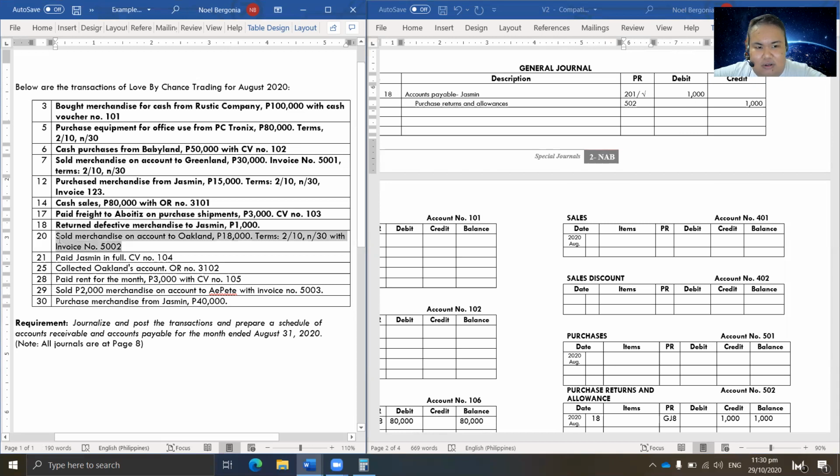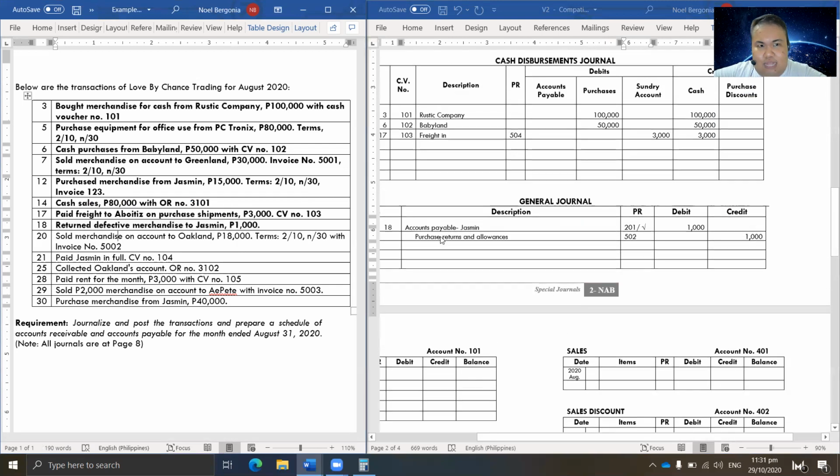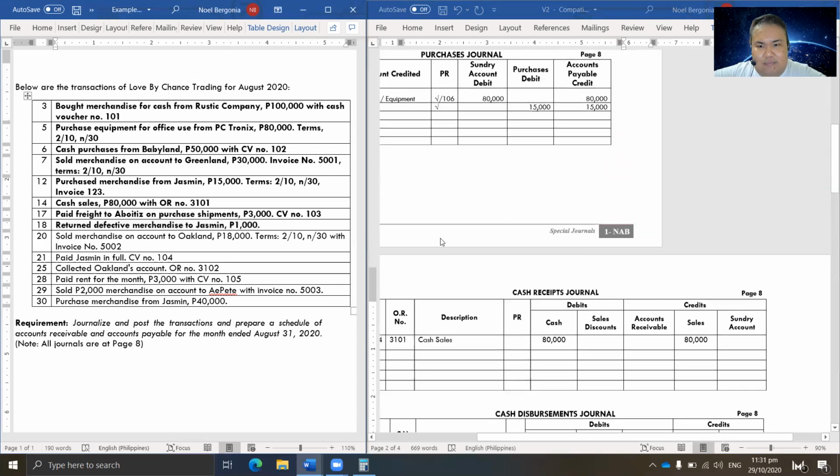Next, on August 20, sabi po dito, you have sold merchandise on account to Auckland. Okay, 18,000. Terms 2/10, n/30 with invoice 502. So sales merchandise on account. So saan papasok yan? Very good, no? On our sales journal. So, punta ulit tayo sa sales journal natin. Okay?